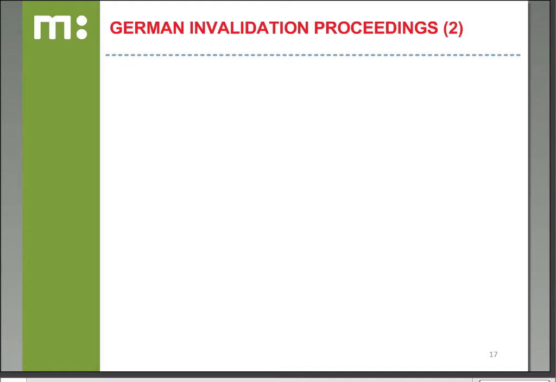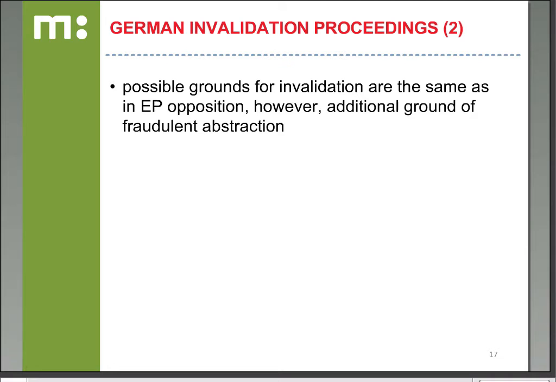And there are some other differences. The possible grounds for invalidation are the same as in a European patent opposition at the EPO. However, there's one additional reason, and that's the fraudulent abstraction. And I had to really look for the correct translation. And that means that the applicant is not entitled to the patent and that the real person, the person who's really entitled, then may file a nullity action because the patent owner is not entitled to the patent.